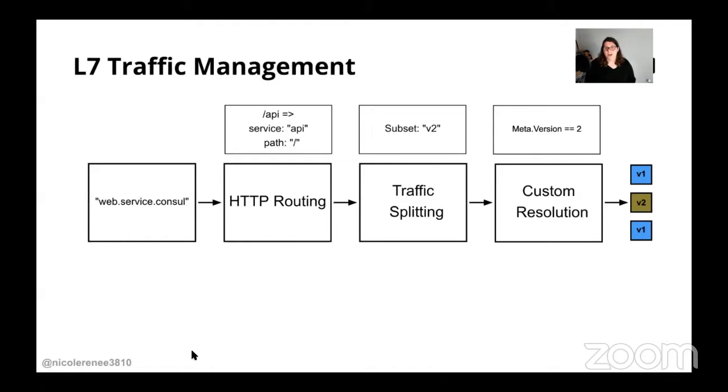And then you also have custom resolution. And so we created the subset known as V2. And so custom resolution informs the routing here how it defines what version 2 is. And so in this case, we're going to look for some metadata we configured that is meta.version equals 2. And so we define that on our service.